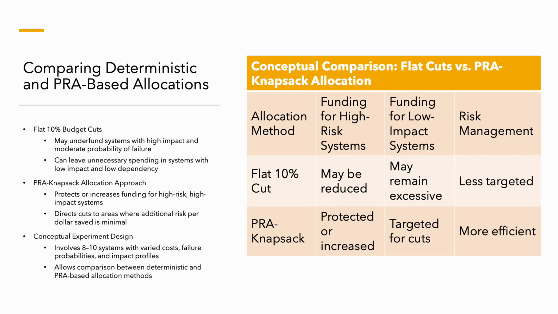When we compare flat cuts to PRA-based allocations, the difference is stark. Flat cuts unintentionally underfund high-impact systems. PRA prioritizes systems that drive the most risk reduction. Simulation experiments consistently show that PRA yields safer, more resilient outcomes.